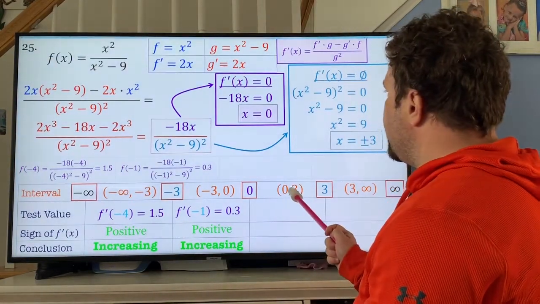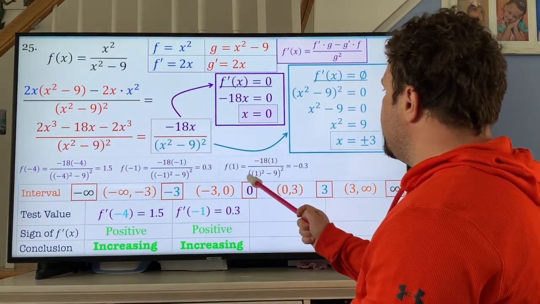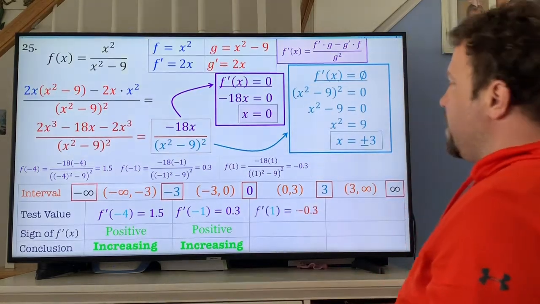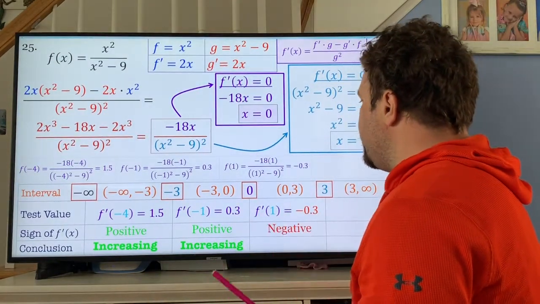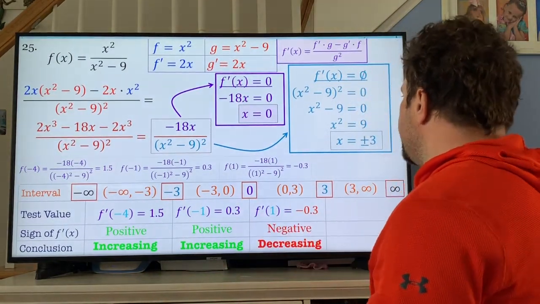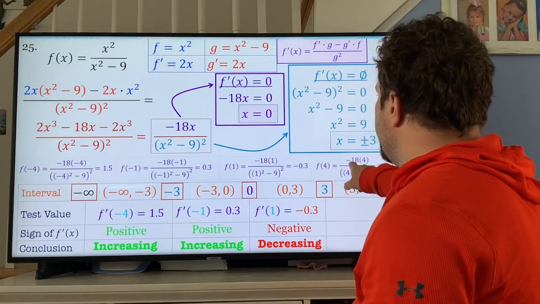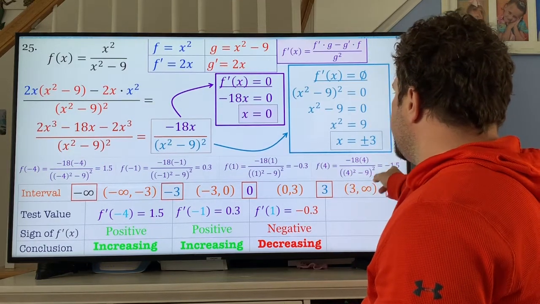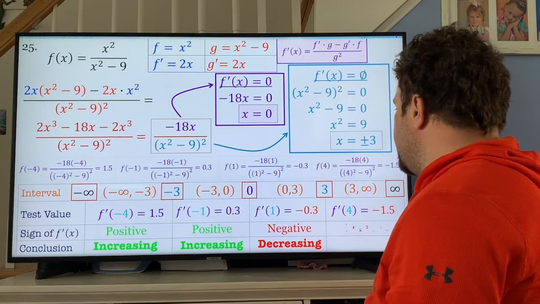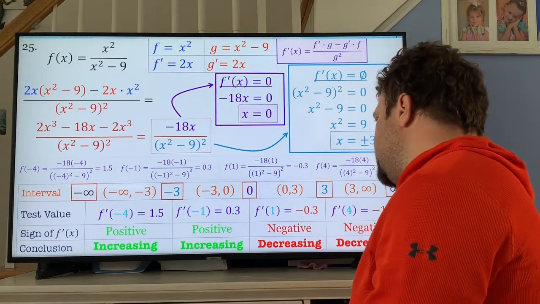If you type in a number here like 1, look at negative 18 over a positive number: negative. You don't even have to do the math if you don't want to, but you can. Negative numbers are decreasing. Type a number such as 4 in here, negative over a positive. Obviously, the answer is negative, which is decreasing.